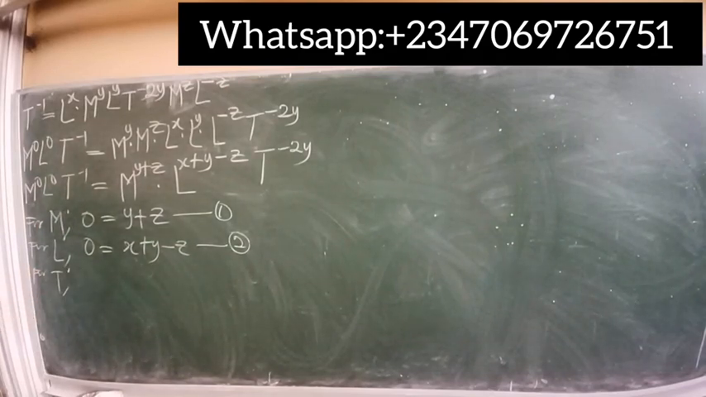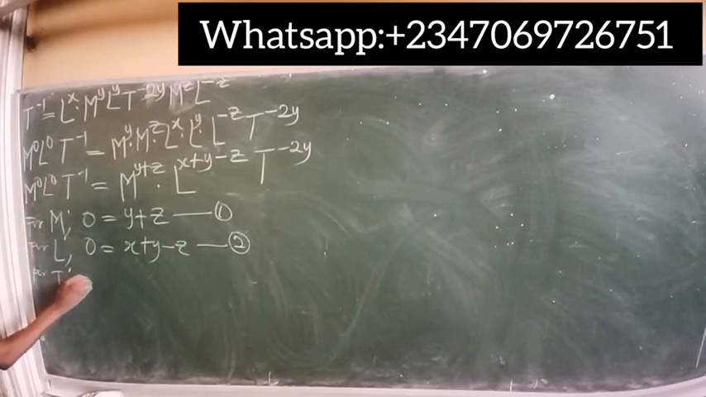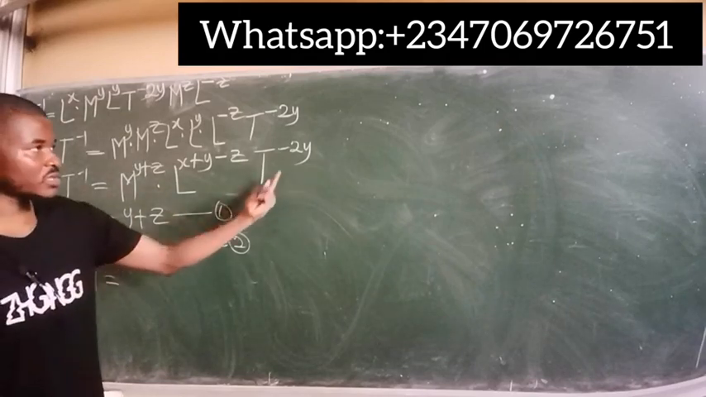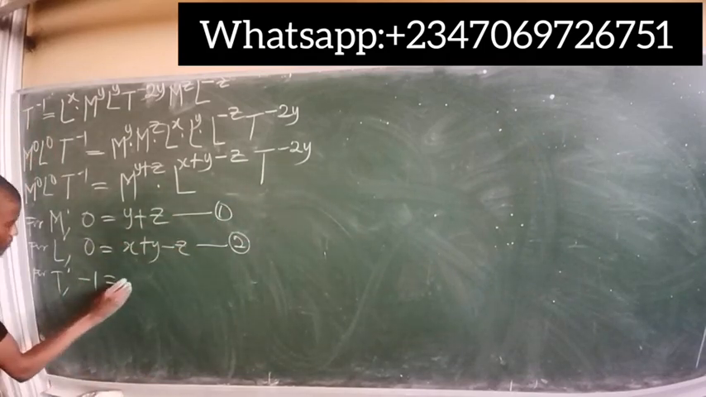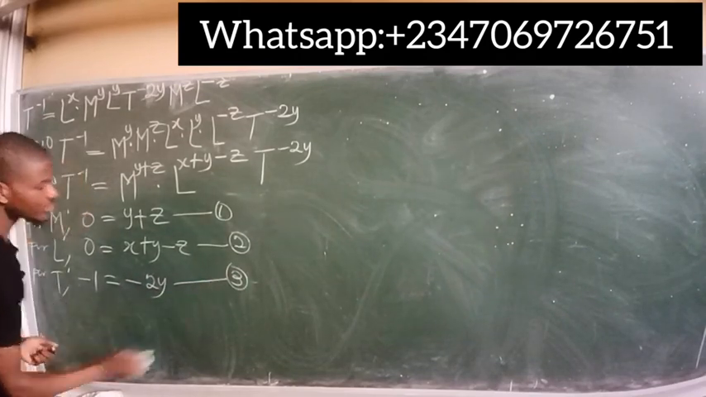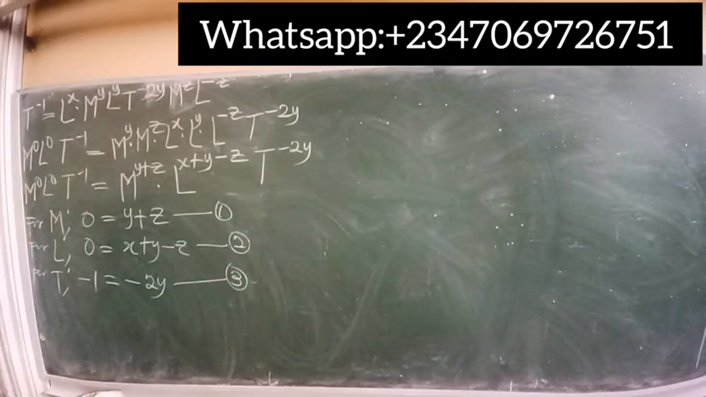And finally for T, the power of T on this side, remember, is minus 1. So we simply put down minus 1 equals the power of T on this other side of the equation, which is simply minus 2y. So we simply call this equation 3. So we have this. Now we see that from equation 3 it's easier for us to find the value of what? y.